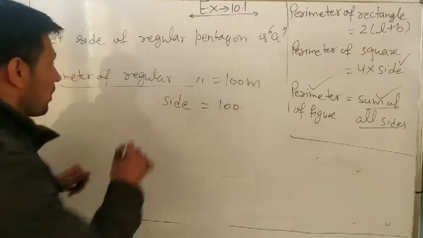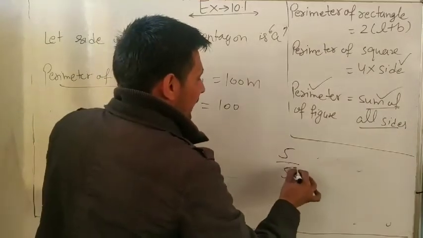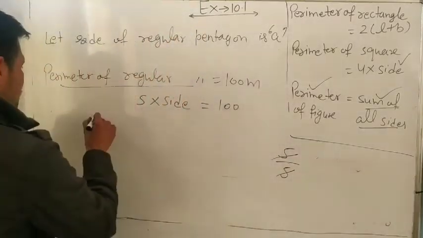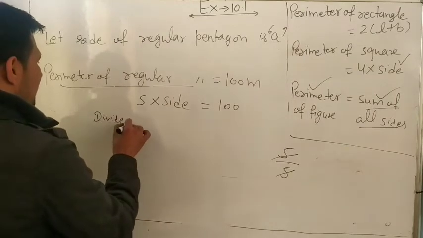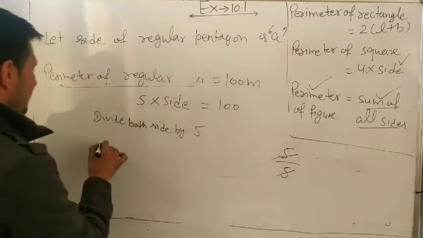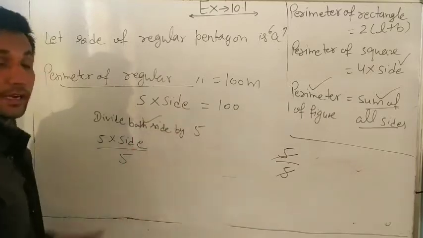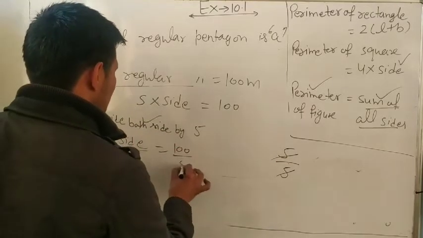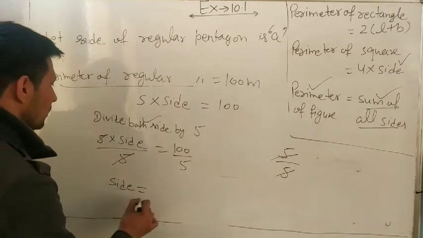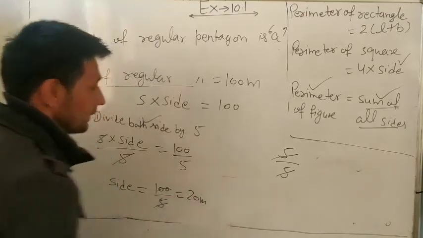Like this one? No, it is wrong. You cannot rub it out. If 5 is divided by 5, 5 cancels 5, so it can be cancelled. So you can write divide both sides by 5. So 5 into side, divide both sides, not one side, by 5. 5 cancels 5. So side is equal to 100 divided by 5. How much? It is 20 meter.